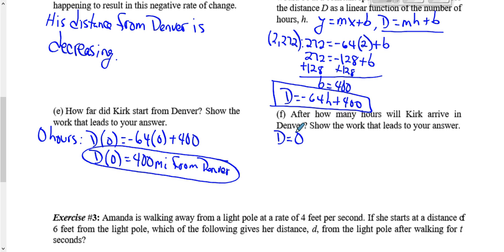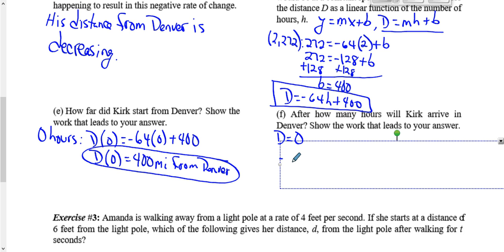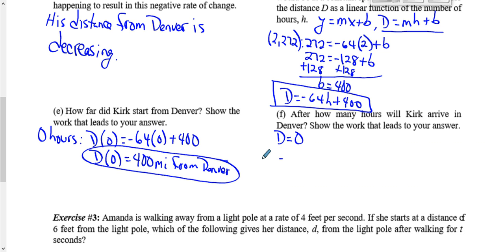0. So how about negative 64H plus 400 equals 0. I just put the D on the other side. You know how I am, right? I don't like the variables on the right. Subtract 400. Now we're going back to Todd's Learning Center, right? So negative 64H equals negative 400, yeah?